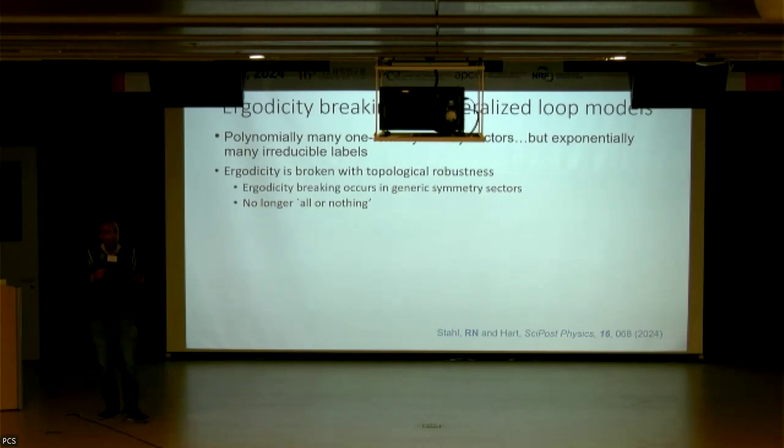Like, your unitary time evolution matrix is not just a random matrix in that symmetry sector, which is what you would expect for an ergodic model. Instead, it consists of exponentially many subblocks, with each subblock being labeled by its own topologically invariant word.